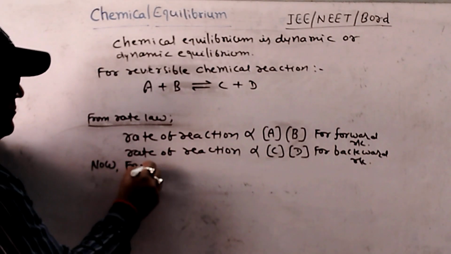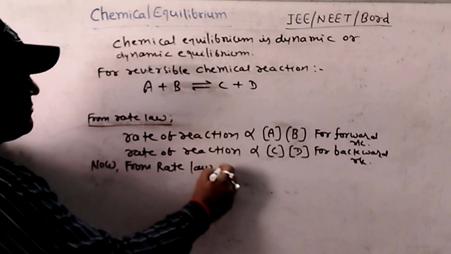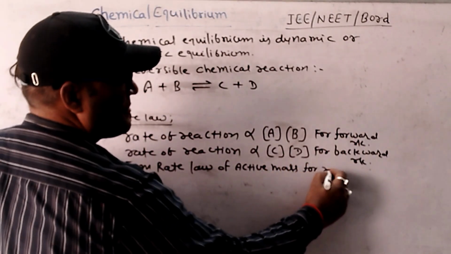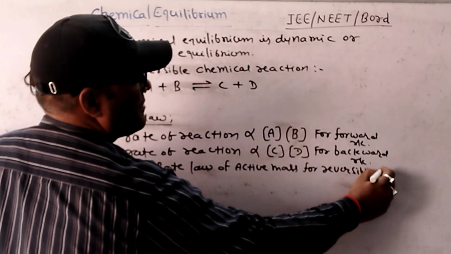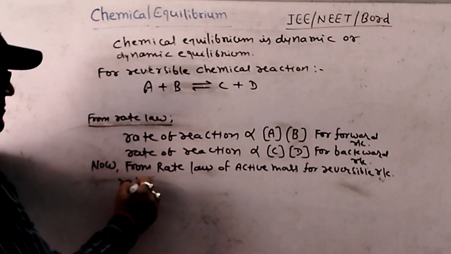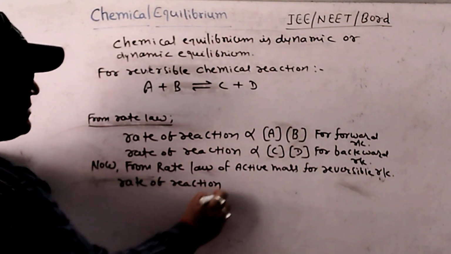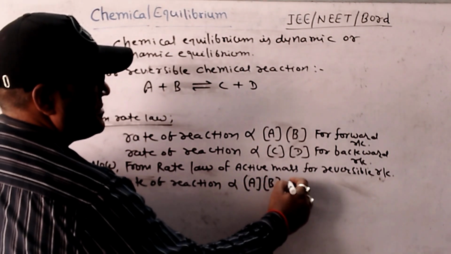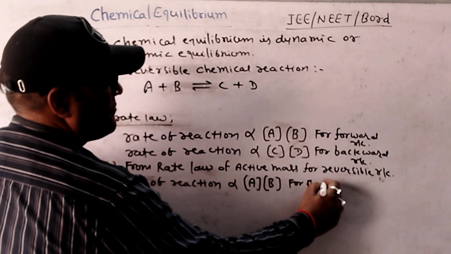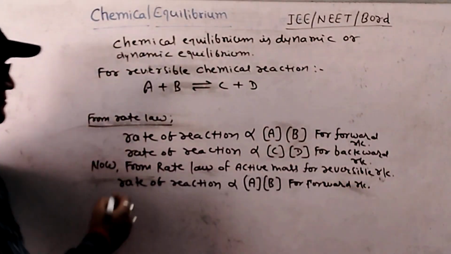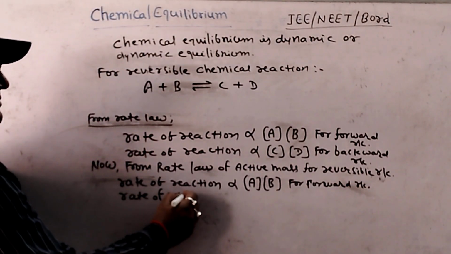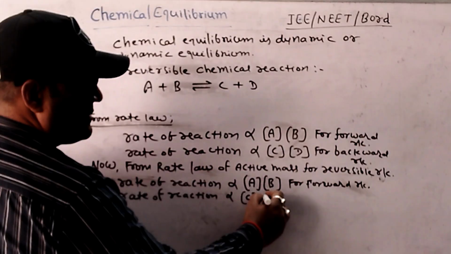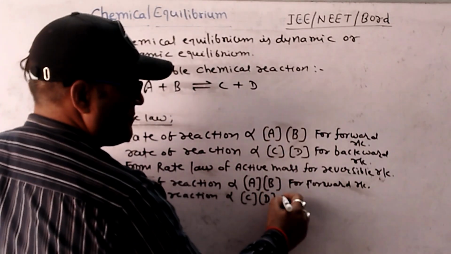Now from the rate law of active mass for reversible reaction, rate of reaction is directly proportional to the active mass of reactants, or multiple of active mass of reactants, for the forward reaction. Now, rate of reaction is directly proportional to the active mass of reactants, or multiple of active mass of reactants, for the backward reaction.